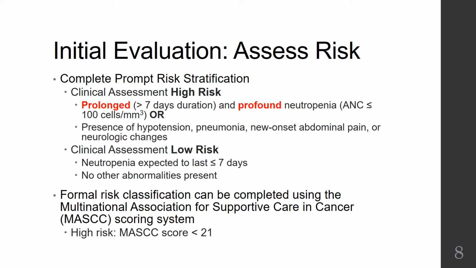And so a high-risk patient is deemed to be one that has prolonged and profound neutropenia. This is defined as greater than 7 days duration of an ANC less than 100. This could also be high risk defined by hypotension, pneumonia, or some type of other respiratory difficulty, new onset abdominal pain, or some type of altered mental status or progressive neurological changes. And then for our low risk patients, it's simply going to be the absence of what we just discussed above. Neutropenia expected to last less than or equal to 7 days, or really no other abnormalities present.